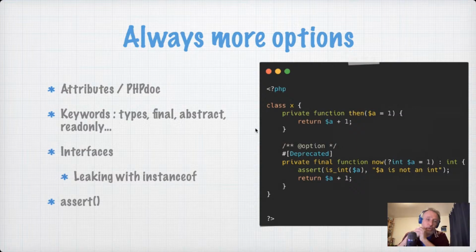Some of those are, for example, attributes and PHP docs, which definitely will carry a lot of information for us, but not much for PHP. Most of the keywords, that would include types, that would include things like abstract. Interfaces is another example. And I would say the best example I have here is assert. Assert is an assertion. So you use it as an extra way to detect weird situations inside the code. But once you go to production, you do not want the asserts anymore.